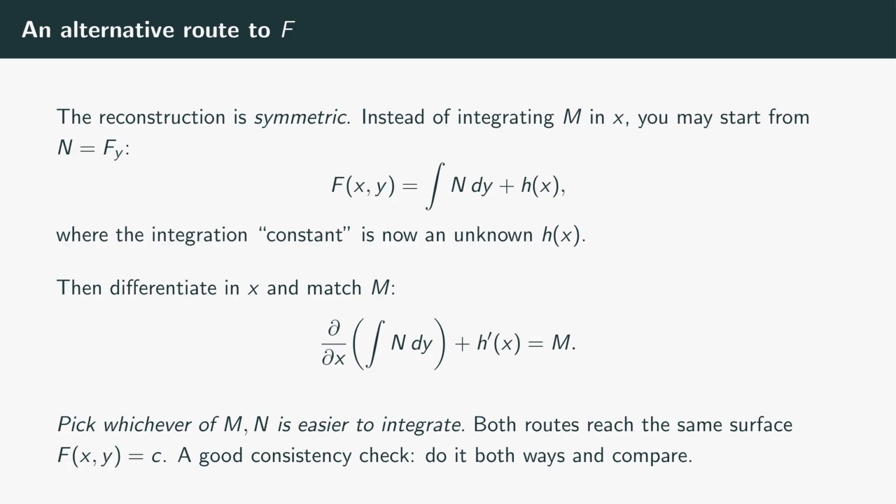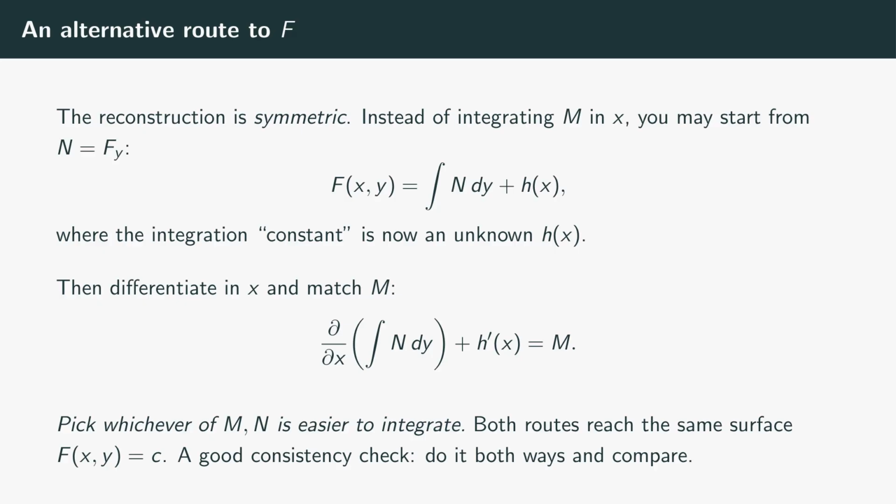One useful flexibility before we practice. The reconstruction is symmetric in x and y, so you do not have to start by integrating M with respect to x. You can instead start from the other condition, that N is the partial of f with respect to y. Integrate N with respect to y, holding x constant, and now the leftover unknown is a function of x alone, call it h of x. Then differentiate that f with respect to x, set it equal to M, and solve for h prime, exactly mirroring the first procedure.